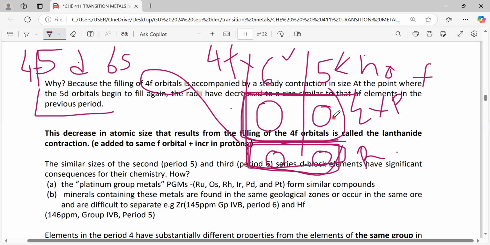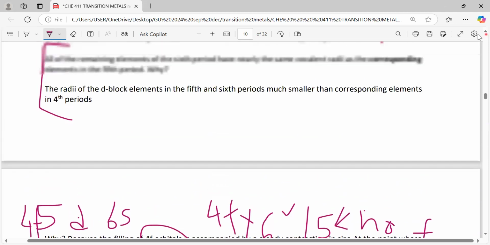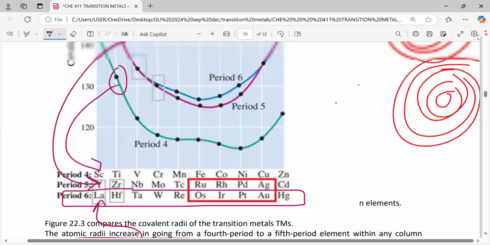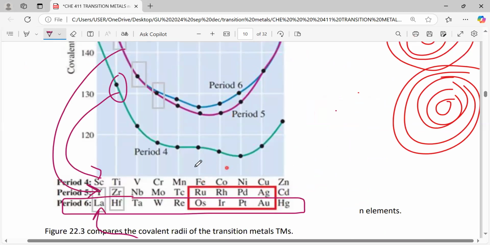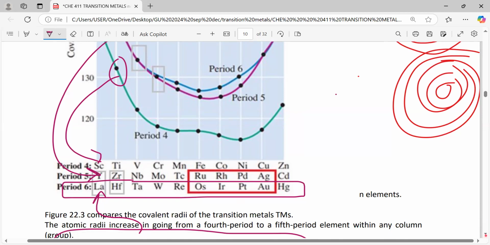So the first one is our platinum group metals. Where are our platinum group metals again? Let's see where they are. Yes, our platinum group metals are simply this block I've written in red. Ruthenium, rhodium, palladium, silver, gold, platinum, iridium, osmium. Their radius is so similar and their chemistry is so similar. They are usually mined even from similar ores.